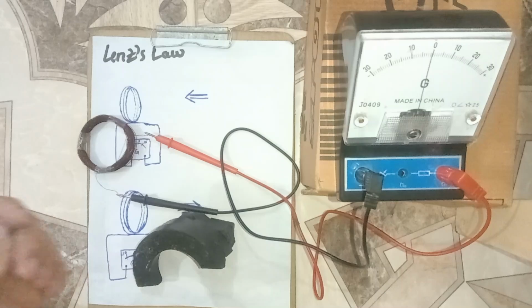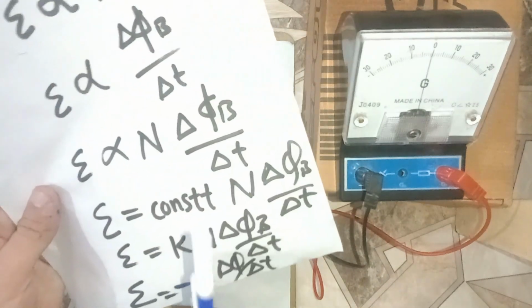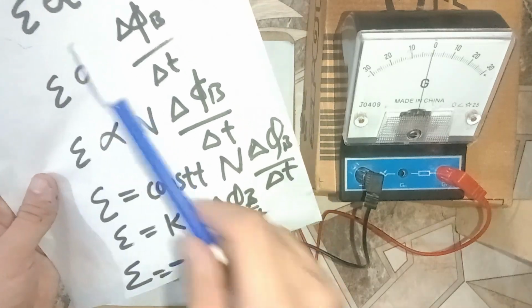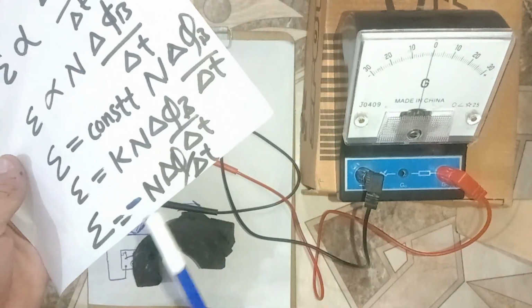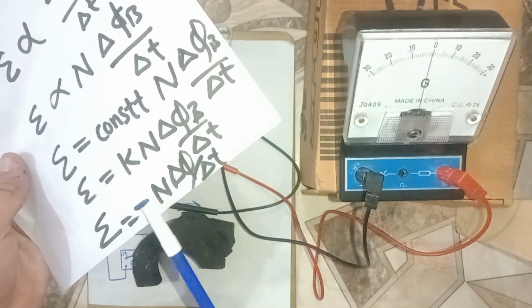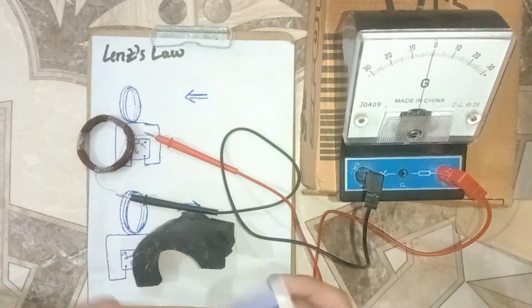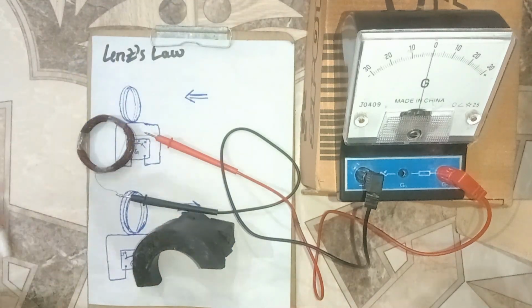Today we will demonstrate Lenz's law. In the previous lecture, we demonstrated the Faraday law of electromagnetic induction and derived the expression for it. This is the final expression for the Faraday law of electromagnetic induction, and this negative sign is explained by Lenz's law. In this lecture, we will demonstrate Lenz's law.